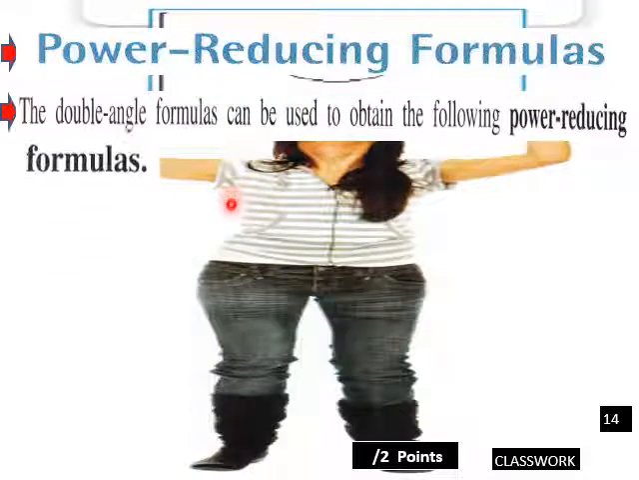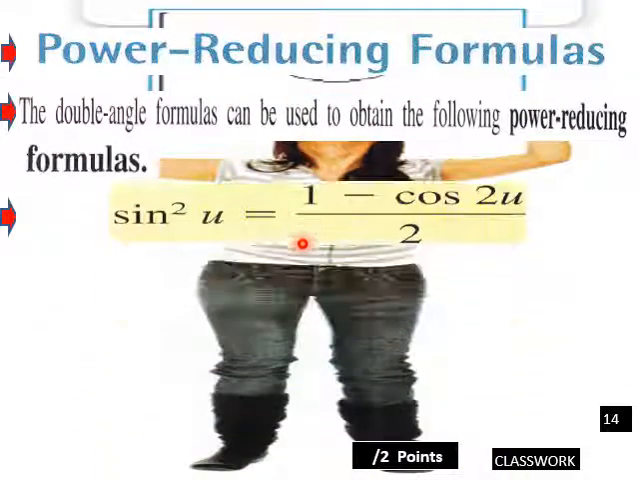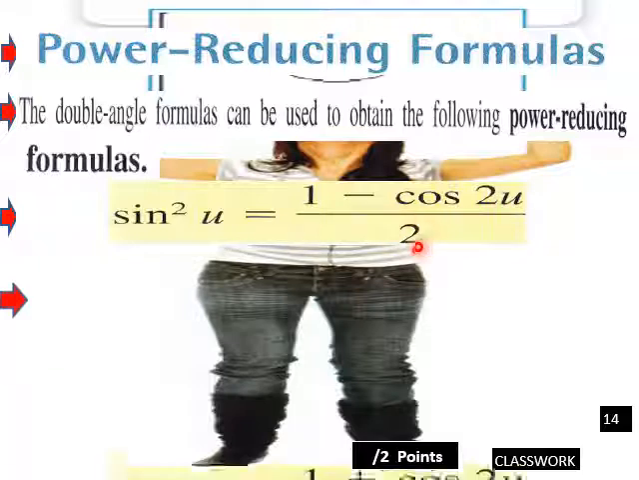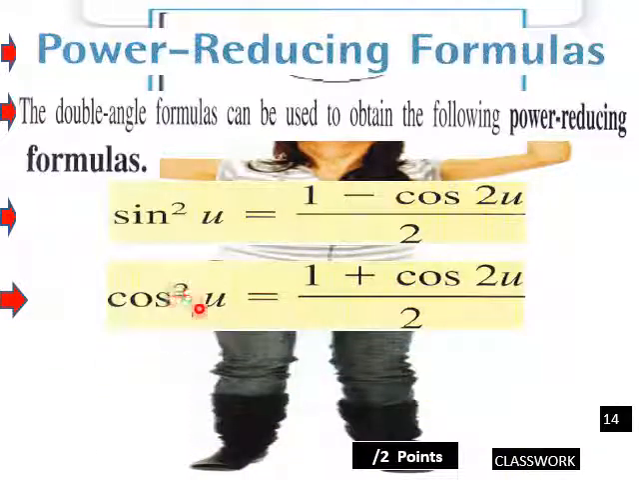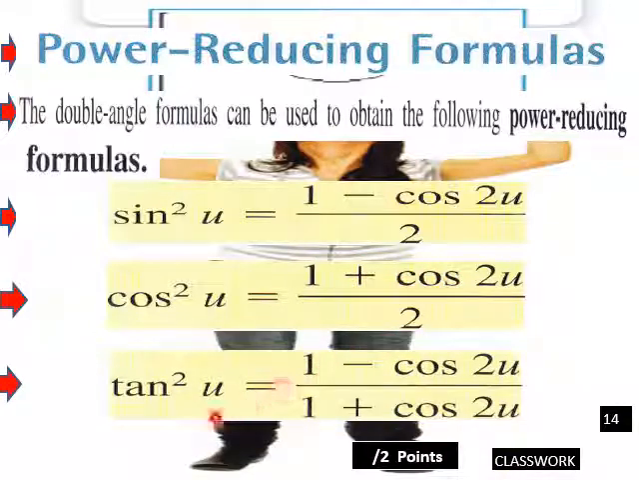Power reducing formulas. The double angle formulas can be used to obtain the following power reducing formulas. So again, I've included this in your class worksheet, because I think it is very important. So it should be in your classwork sheet, students. Sine squared u equals 1 minus cosine 2u over 2. And then cosine squared u equals 1 plus cosine 2u over 2. And then tan squared u equals 1 minus cosine 2u over 1 plus cosine 2u.